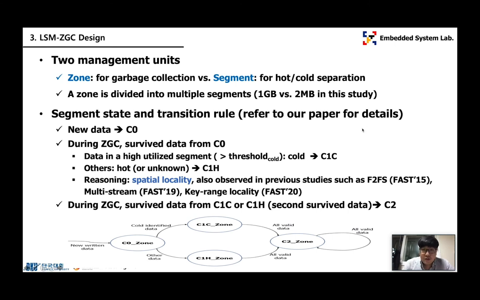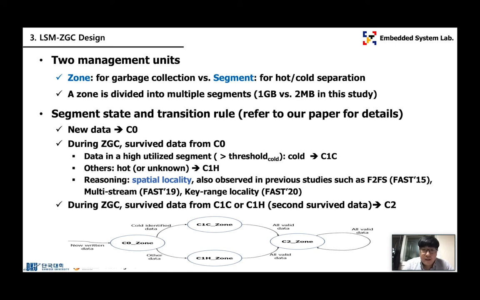In our LSMGC, data is managed using two units. One is the zone and the other is the segment. The zone is used for garbage collection, while the segment is used for hot-cold separation. A zone is divided into multiple segments. In this study, the zone size is 1 GB and the segment size is 2 MB, meaning that a zone is divided into 512 segments. This figure shows the states and transitions of each segment in our LSMGC design.